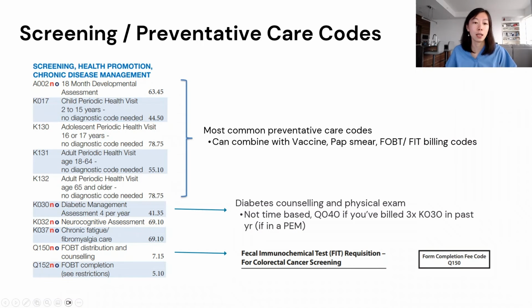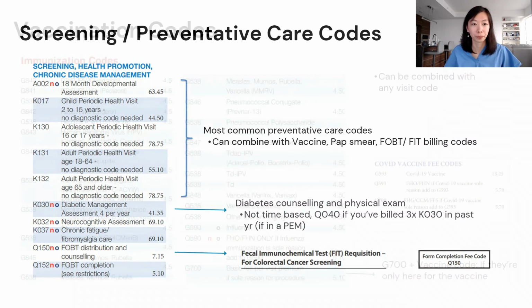And if you're in an enrollment model, like for example, FHO, FHG, etc., if you've billed more than 3 of the K030 codes in the past, you can add on a Q040. Finally, whenever you do these tests like FIT, some of the forms will have a little box on the side that is a memory trigger, a visual trigger, for you to add on a Q150. And if you're in an enrollment model as well, there are certain preventative care codes, which I'll talk about in future slides, but those might be obsolete soon.